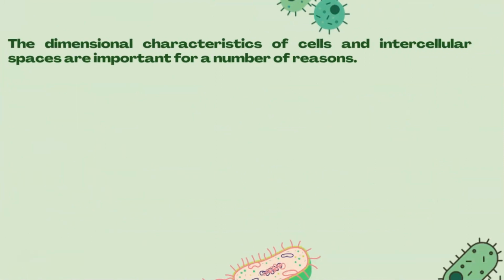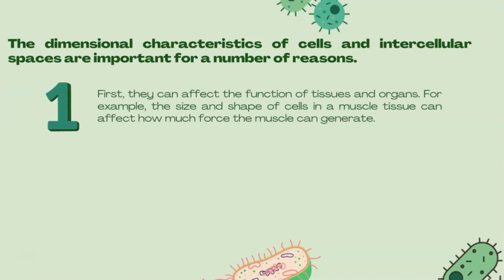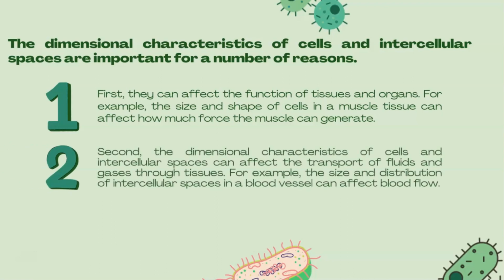The dimensional characteristics of cells and intercellular spaces are important for a number of reasons. First, they can affect the function of tissues and organs. For example, the size and shape of cells in a muscle tissue can affect how much force the muscle can generate. Second, the dimensional characteristics of cells and intercellular spaces can affect the transport of fluids and gases through tissues.